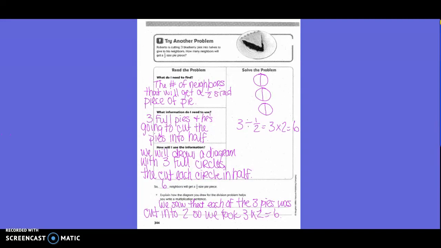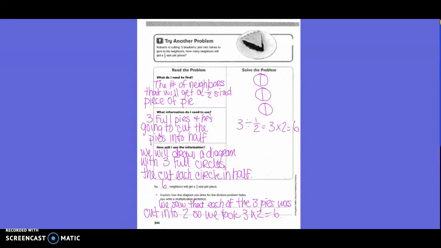Try another problem. Roberto is cutting 3 blueberry pies into halves to give to his neighbors. How many neighbors will get a half-size pie piece? Read the problem. What do I need to find? The number of neighbors that will get a half-sized piece of pie. What information do I need to use? 3 full pies, and he's going to cut the pies into half.